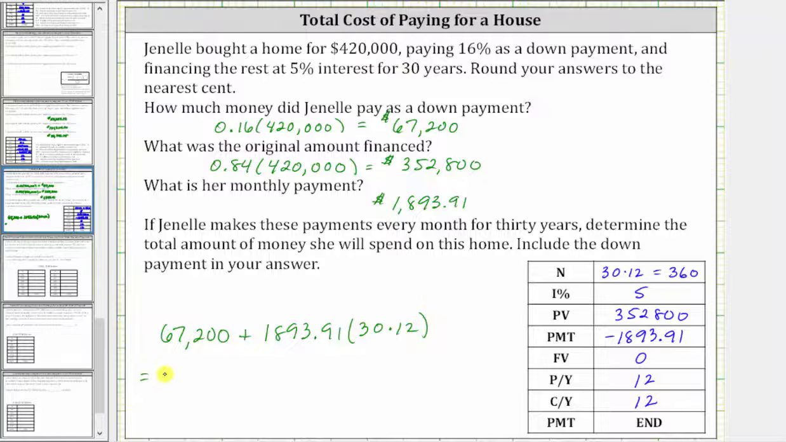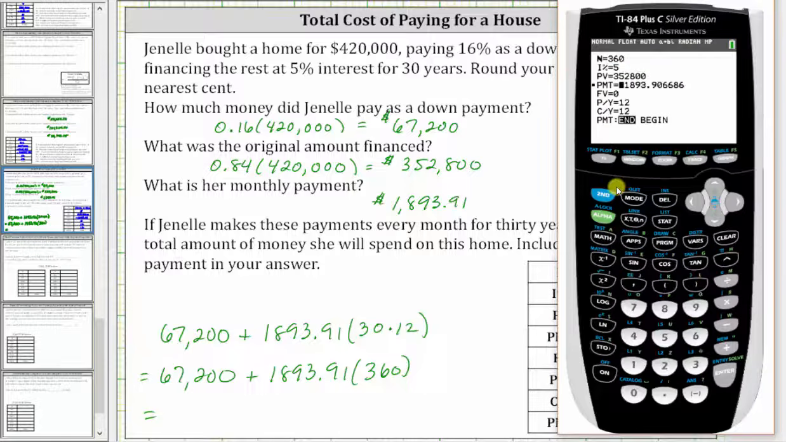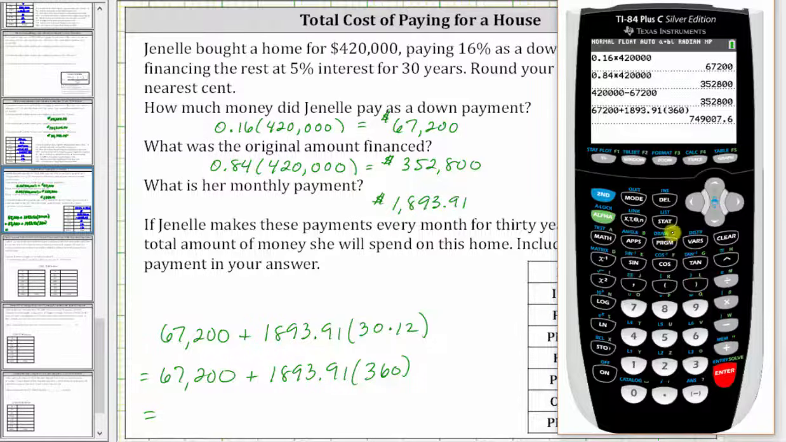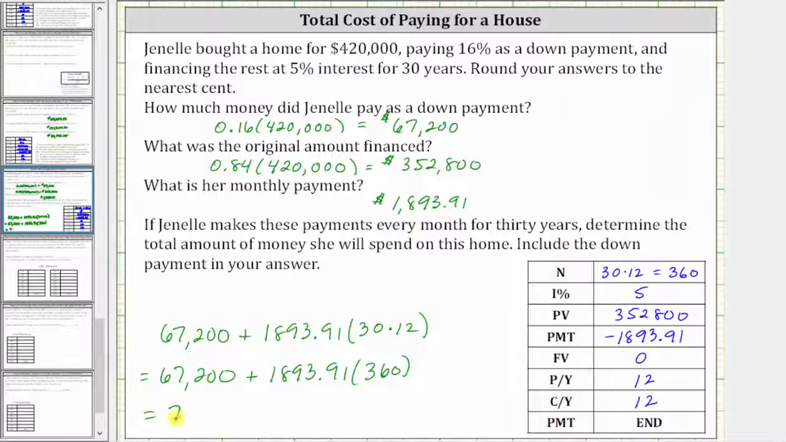Simplifying, we have $67,200 plus 1,893.91 times 360. And now let's go to the calculator. To go to the home screen, we press second mode for quit. And then we have 67,200 plus 1,893.91 times 360. Enter. The total amount of money spent on the home is $749,007.60.